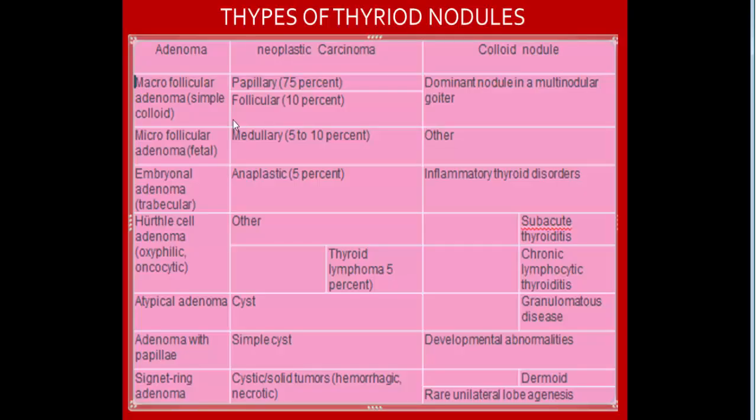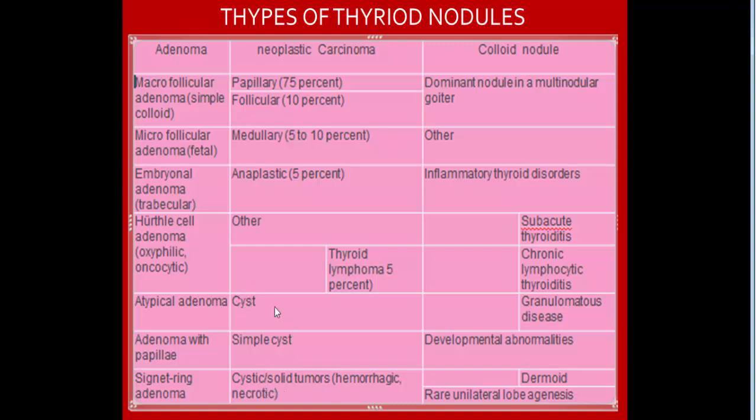What are the types of thyroid nodule? Either adenoma, neoplastic carcinoma, or colloid nodule. Adenoma: macrofollicular adenoma, simple colloid, microfollicular adenoma, embryonal adenoma, Hurthle cell adenoma, atypical adenoma, adenoma with papillary features, signet ring adenoma. Neoplastic carcinoma like papillary, follicular, medullary, anaplastic. Papillary is 75% of carcinoma, anaplastic 5%. Other neoplastic thyroid lymphoma. It may be a cyst, simple cyst, or cyst with solid tumor, hemorrhagic, necrotic.